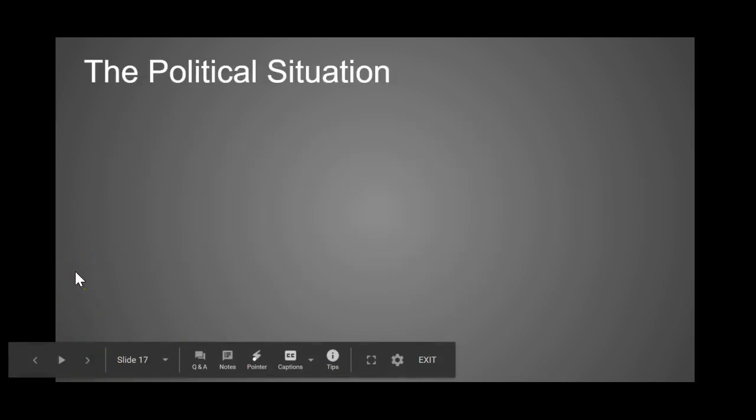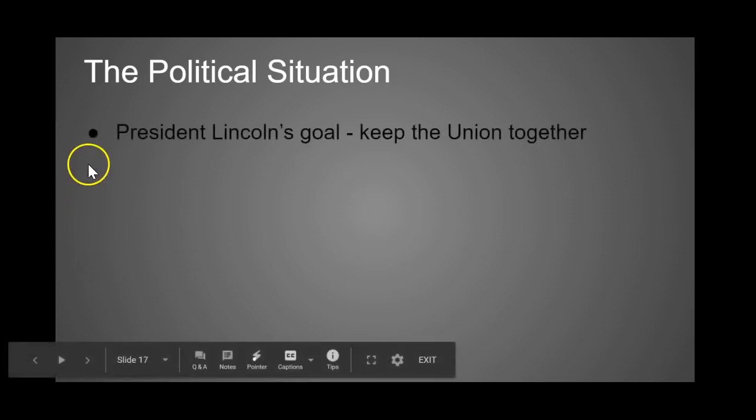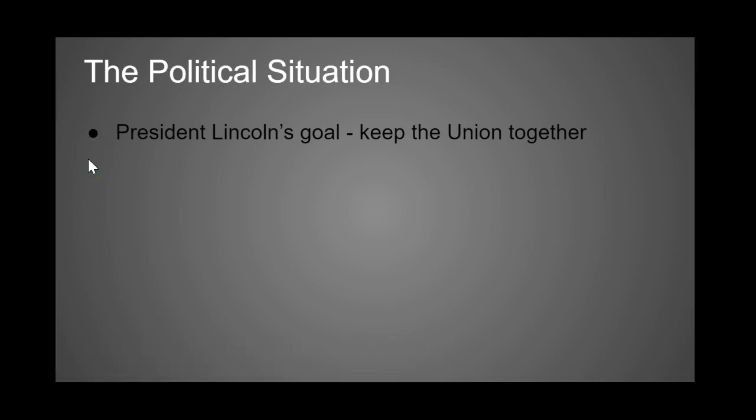And now we are going to come to the end of our lesson on the Civil War begins and talk about the political situation. President Lincoln's goal throughout all of this is to keep the Union together, to keep the North and South together as one America. Okay? Now, many Republicans who are actually in the North were abolitionists. They want to abolish slavery. That's where their name comes from, abolitionists.